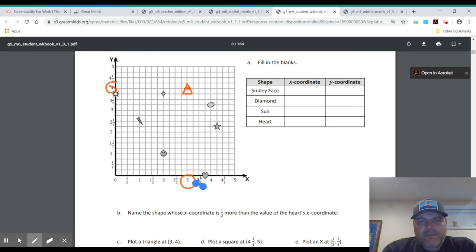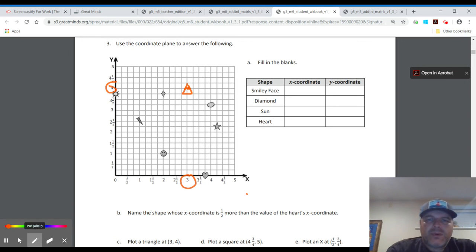Okay, letter D. Plot a square at 4 and 3/4 and 5. Well, you should know where 4 and 3/4 is. So 4 3/4 is, there's 4.5. And we know that the 3/4 would be in between there. So there you go. 4 3/4, which is right here. And then we're going to go up to 5, all the way at the very top. So we're almost at the very end there. Okay, and it wants me to plot a square. So let's do it. Little square. Actually, a pretty good square that time.